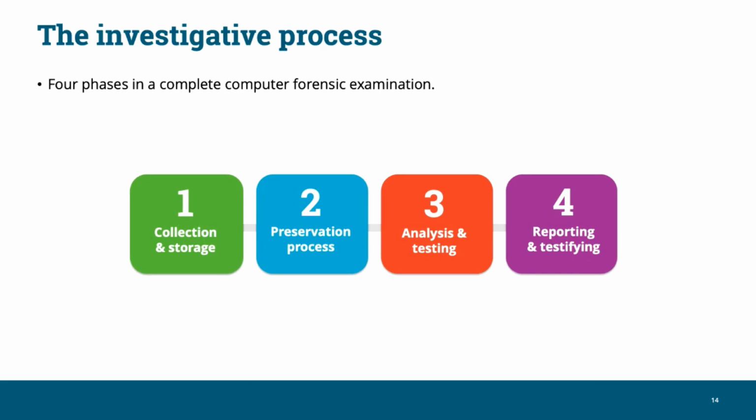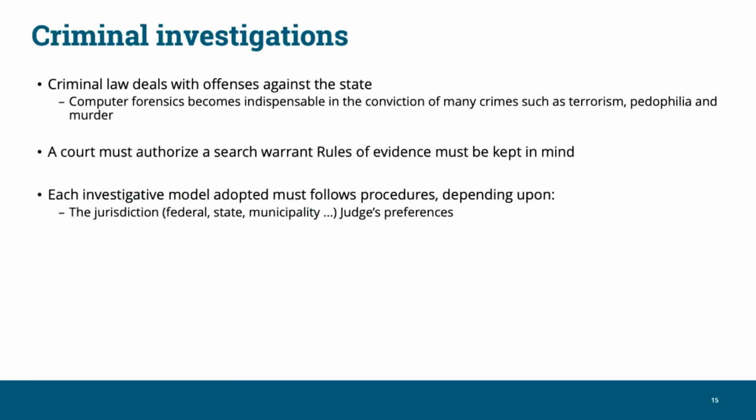Criminal investigations. If you're doing a criminal investigation, this deals with offenses against the state. Somebody broke some sort of law, whether it's state, federal, or local. In these cases, a court must authorize a search warrant and we must abide by the rules of evidence. We have to keep these in mind. I'm going to talk about legal issues throughout this course. Each investigative model is going to have to follow the procedures of their particular jurisdiction, their particular court system.